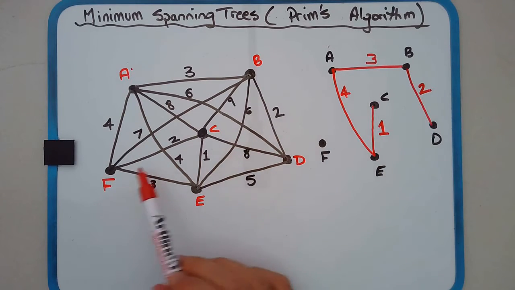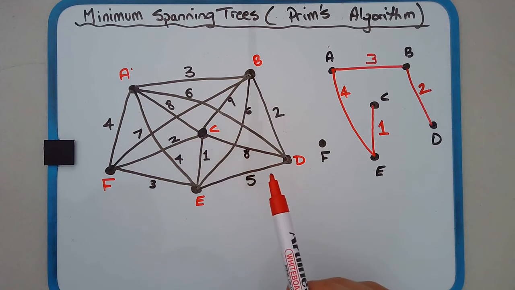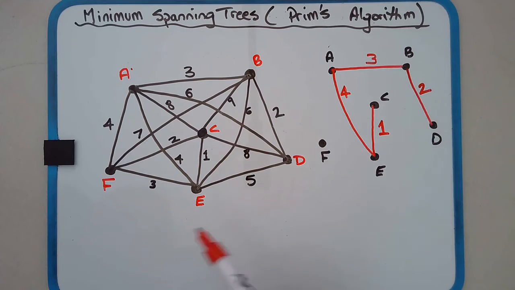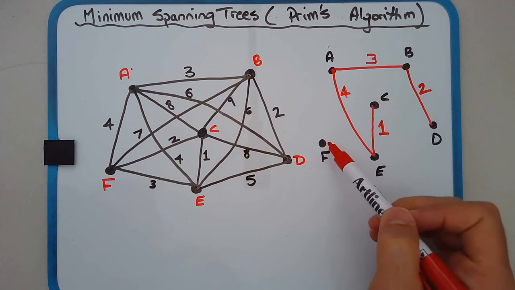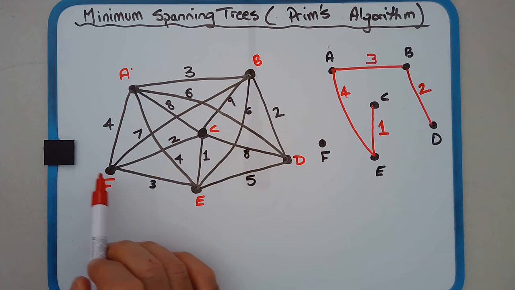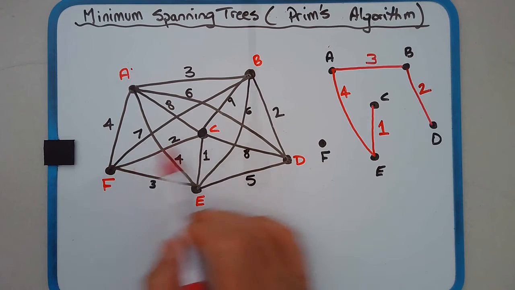Now, we do have a fairly obvious choice here. We've got FC, which is a 2. There was another 2 somewhere else, which is BD, which we've already chosen, so we can't pick that again. That's useless. But connecting F, we've got AF, which is 4, FE, which is 3, and FC, which is 2.